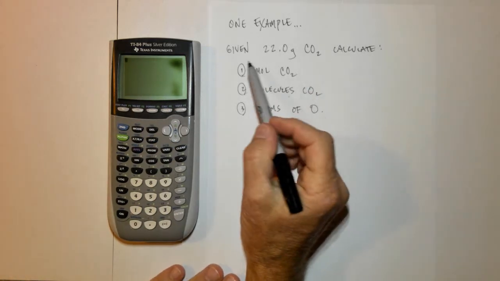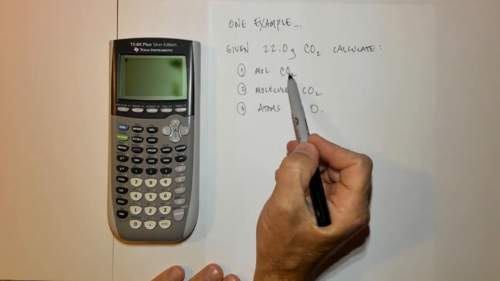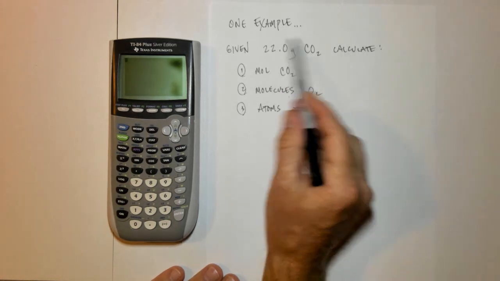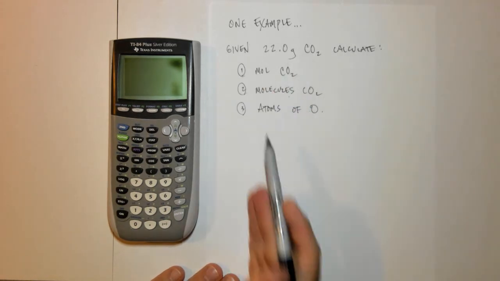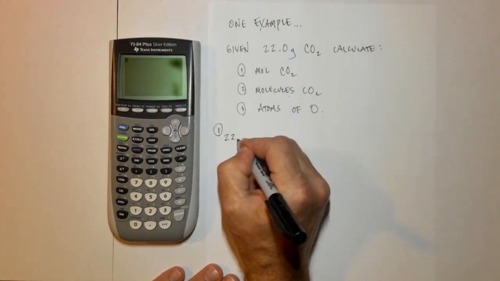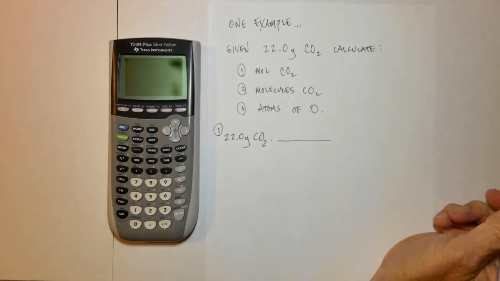So first of all, 22 grams of CO2. Please calculate the moles of CO2, the molecules of CO2, and the atoms of oxygen that are in this particular sample. First, start way on the left-hand side over here where the red line comes down and write down your given amount, 22.0 grams CO2. Put a multiply sign, put a line.